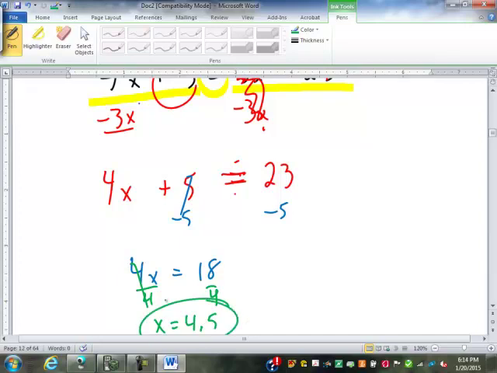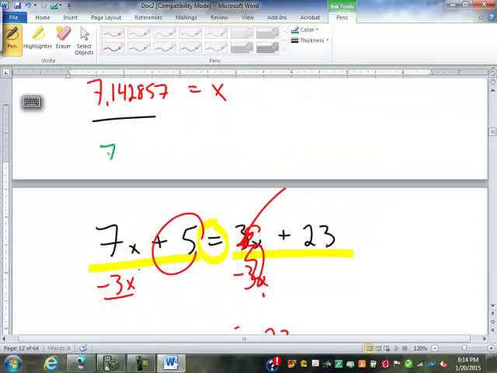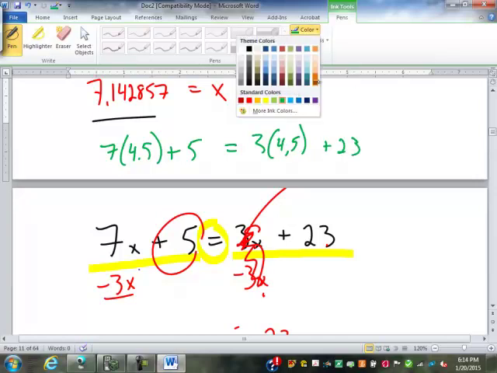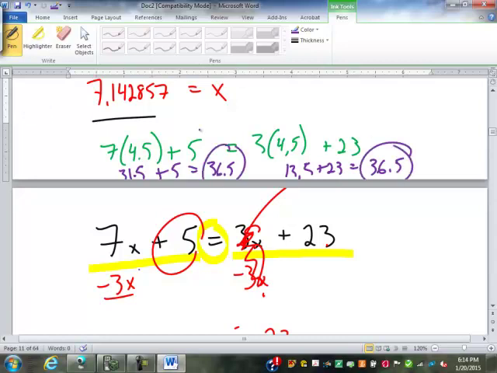Now again, if we want to double check our answer, we can go back up here. We can replace x with 4.5. So 7 times 4.5 plus 5 equals 3 times 4.5 plus 23. 7 times 4.5 is 31.5 plus 5 is 36.5. 3 times 4.5 is 13.5 plus 23 is 36.5. And we get the same value on each side. I know that was the correct answer to that equation.